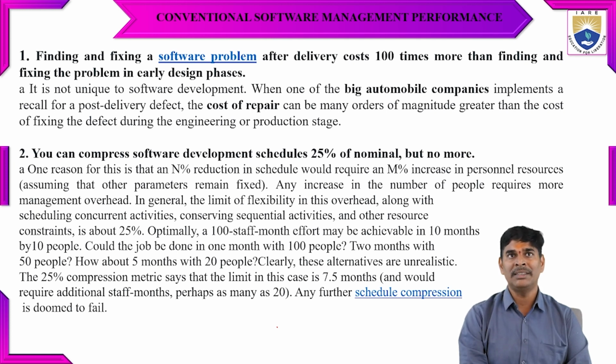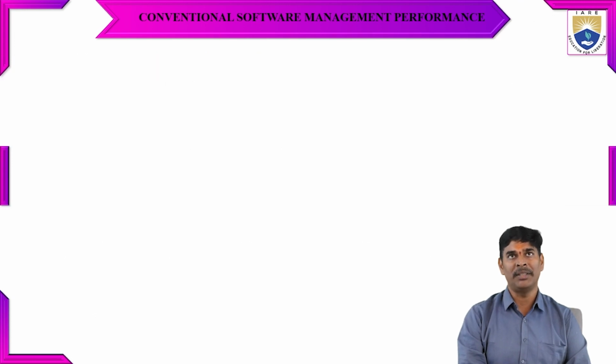While taking the example, 100 staff-months of effort may be achievable in 10 months by 10 people. How about 5 months with 20 people? It means when you are minimizing the schedule, we need to increase the number of people and resources so that they minimize the extra work during completion. So we need to check that only 25% compression is the limit, for 7.5 months, so that they can work effectively on the task within the stipulated time.